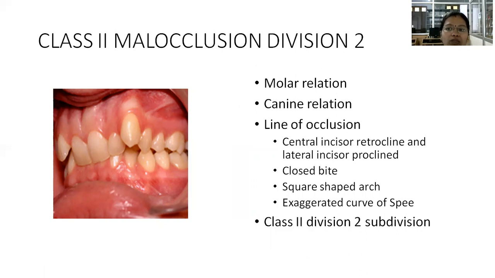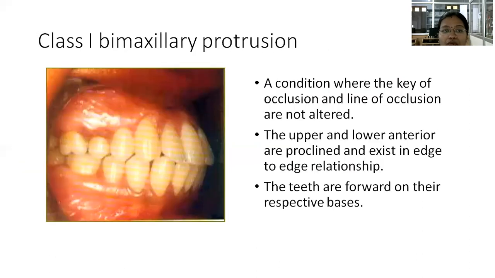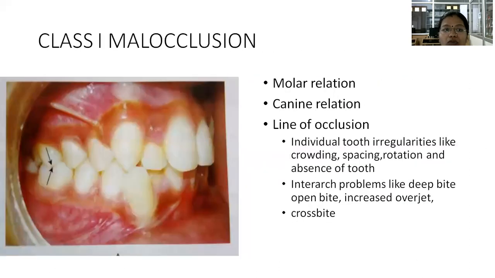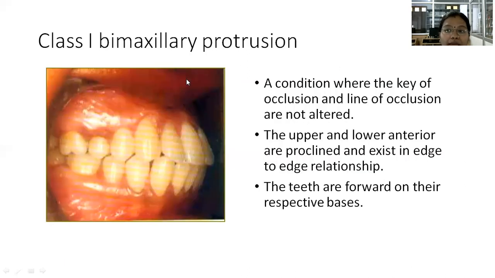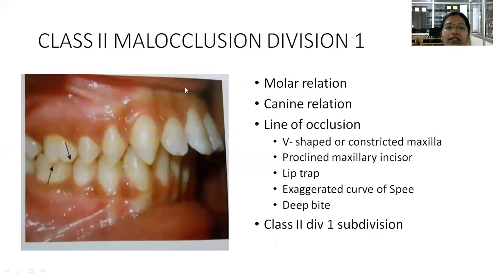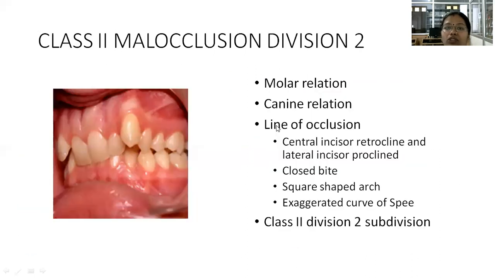So basically in Angle's classification, you will have your class 1 malocclusion, then the class 1 bimaxillary protrusion, and the class 2 again division 1 and division 2. Okay, so the next will continue in the next class.